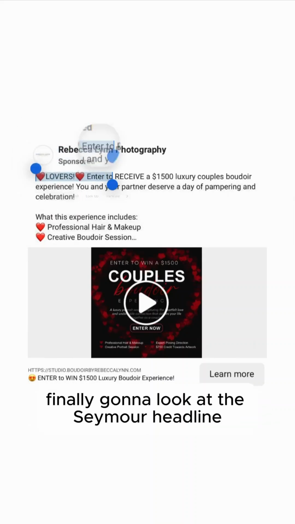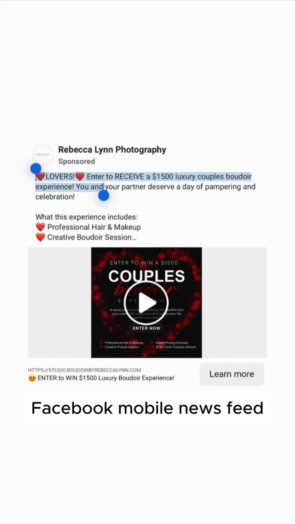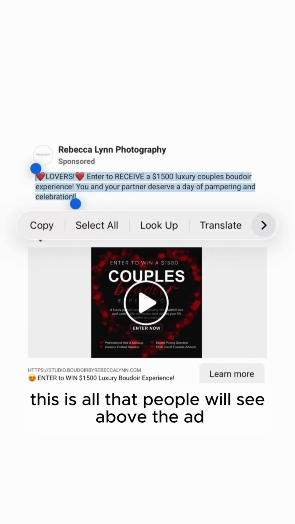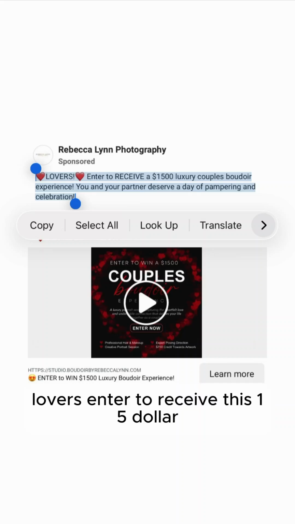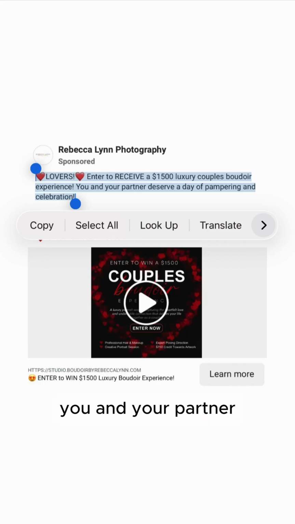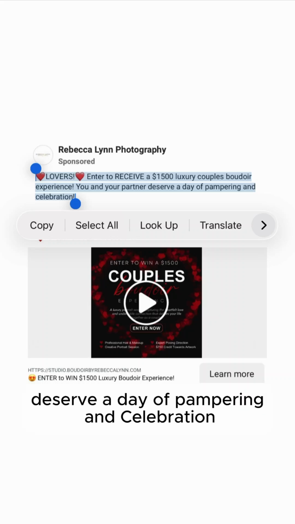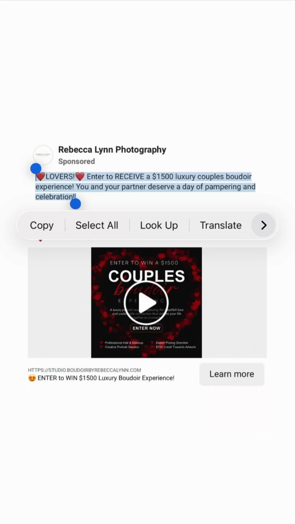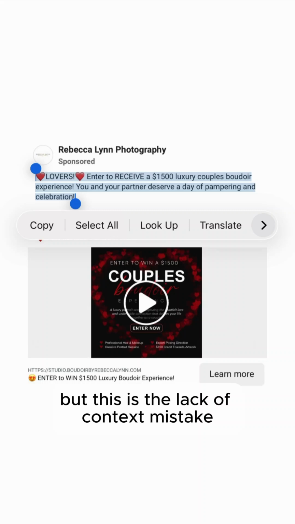Finally, we're going to look at the See More headline, the first 2 3/4 lines, Facebook mobile news feed. This is all that people will see above the ad. They won't see any other text. "Lovers, enter to receive this $1,500 luxury couples boudoir experience. You and your partner deserve a day of pampering and celebration." All right, so yeah, we've got a little bit of context here, but this is the lack of context mistake.